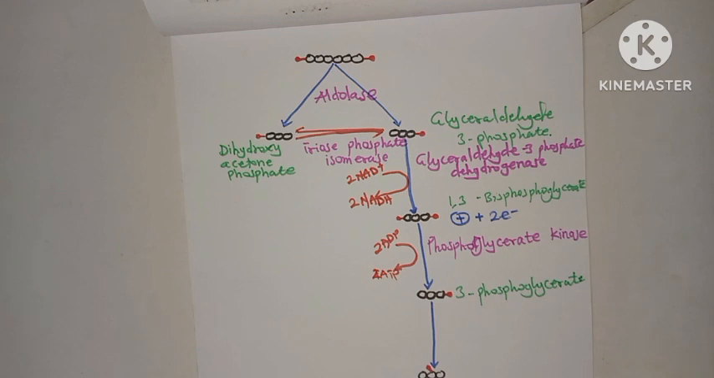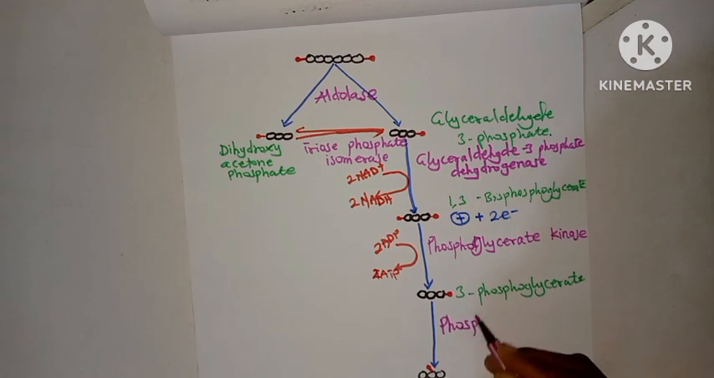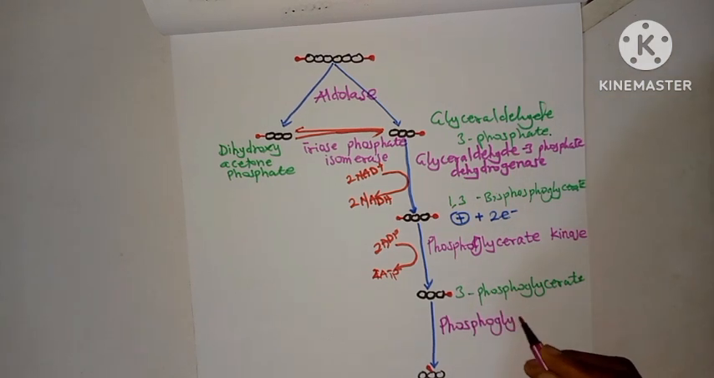The phosphate group is on the third carbon. Look here, it was on the third carbon. So this phosphate group here, we now move it from the third carbon to the second carbon of the next molecule. And this is done by the enzyme known as phosphoglycerate mutase. Let me write that down. Phosphoglycerate mutase.